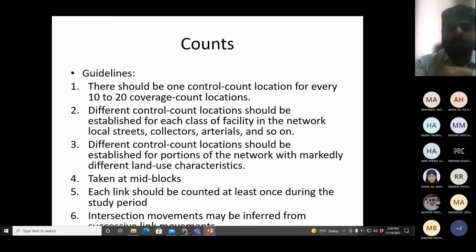And the point number 2 and 3 I've already mentioned, that the control count and coverage count should be in the same portion of the network. Okay, so same portion means same type of highway and same type of area. So for arterials in a commercial area, you will have 1 control, and the remaining segments will be coverage. Collector in a residential area will have 1 control, the remaining segments will be coverage and so on. Okay, so you have to keep in mind.